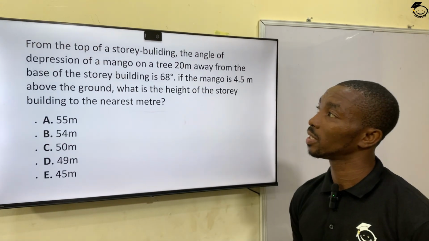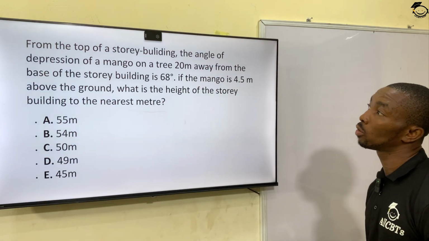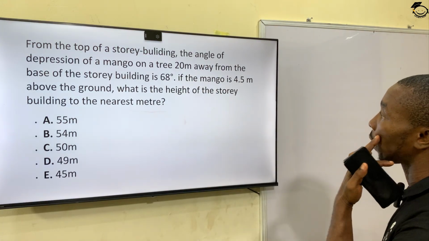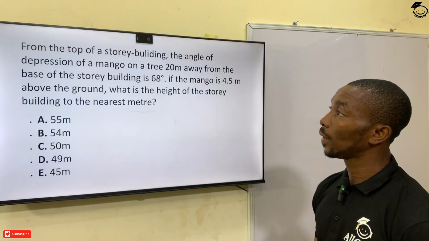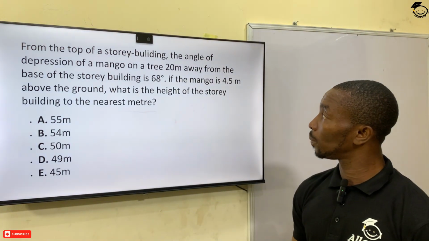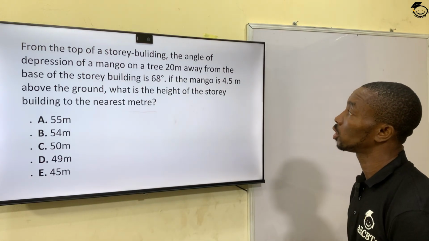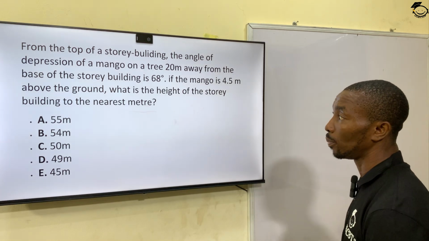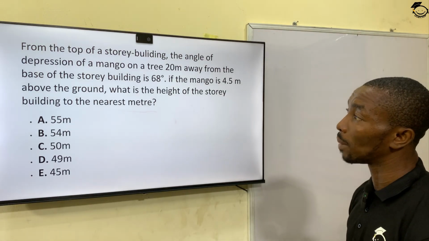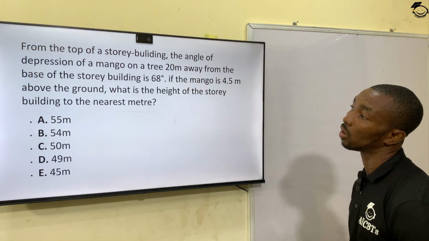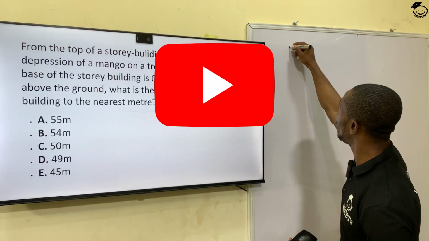All right, so our next question, it says, from the top of a story building, the angle of depression of a mango on a tree 20 meters away from the base of the story building is 68 degrees. If the mango is 4.5 meters above the ground, what is the height of the story building to the nearest meter?